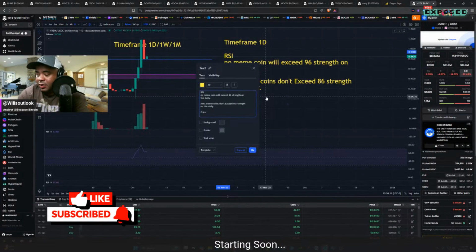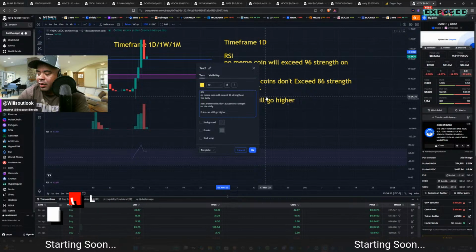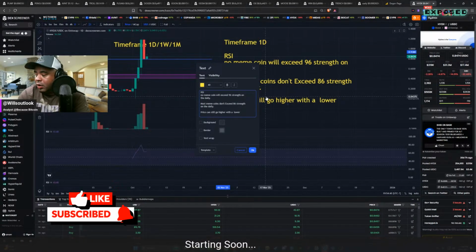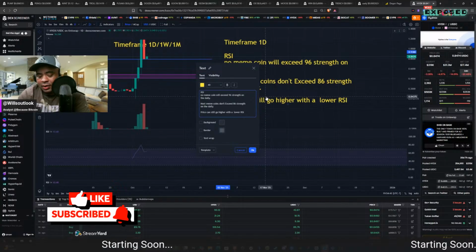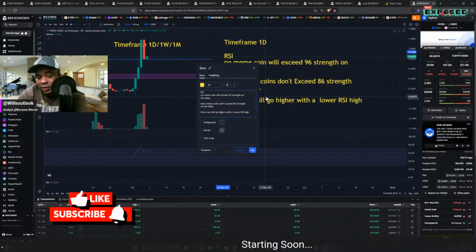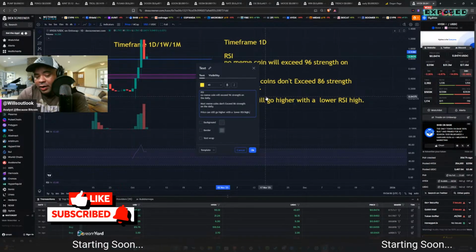Price can still go higher with a lower RSI high. So it's a lower high is what we call that, right? LH. So what do I mean by that?